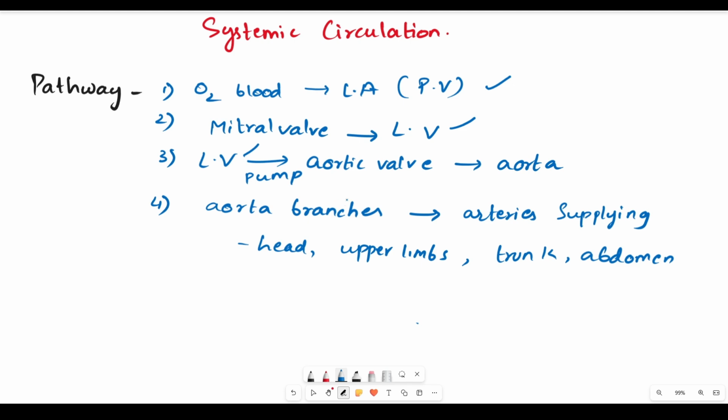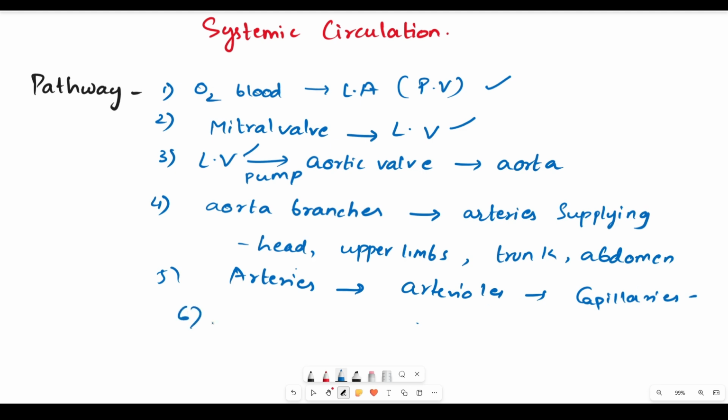Now the aortic branches will be entering into the arteries which will be supplying the head, upper limbs, trunk, abdomen, kidneys and lower limbs. Now these arteries reach the arterioles, finally reaching the capillaries. So now the exchange will be happening at the capillaries. Exchange happens at the capillaries.